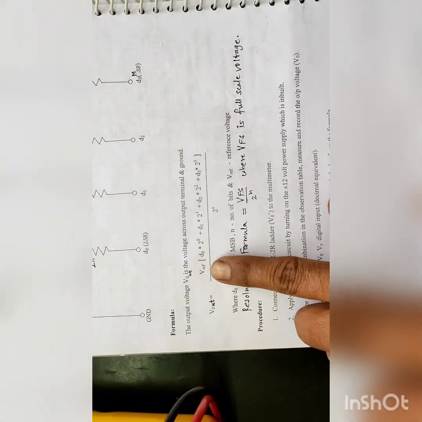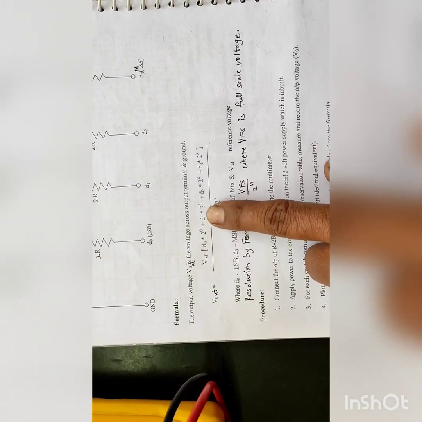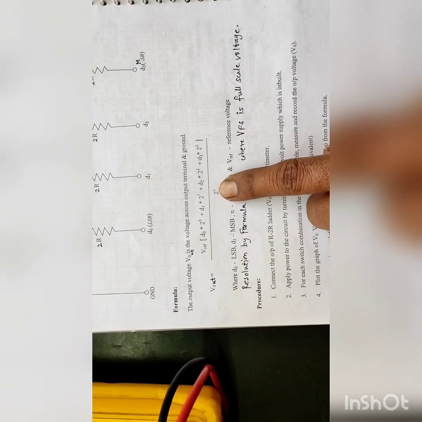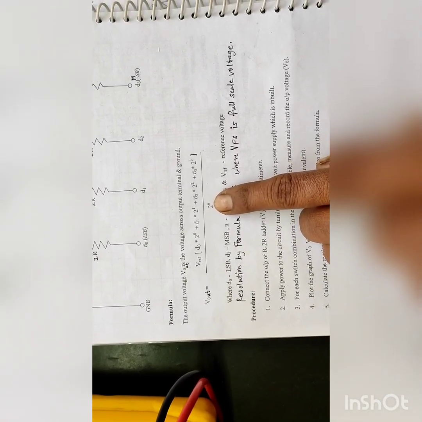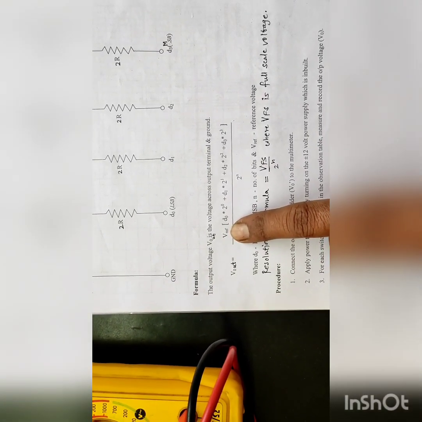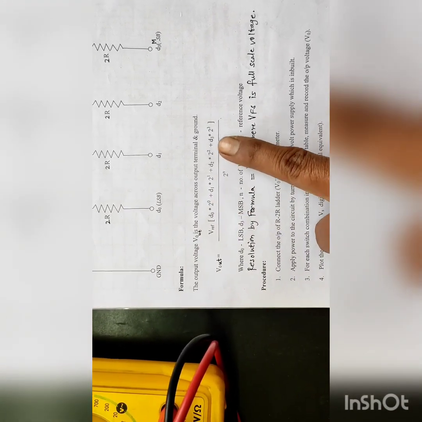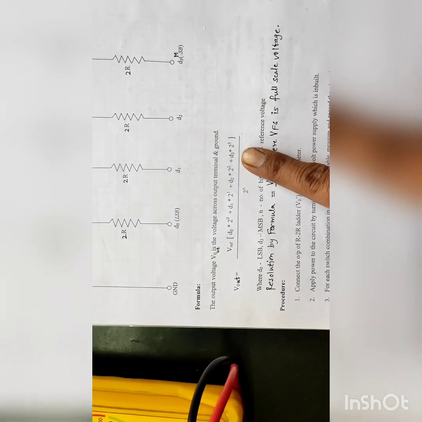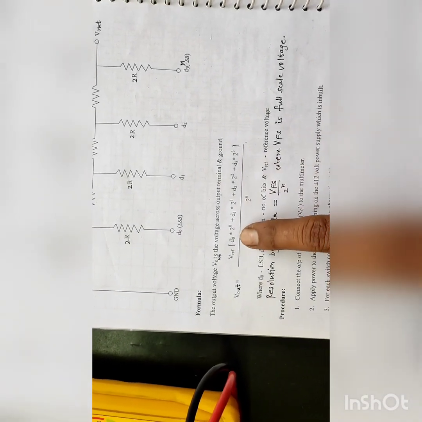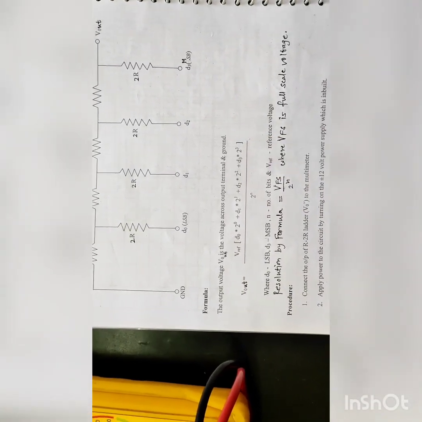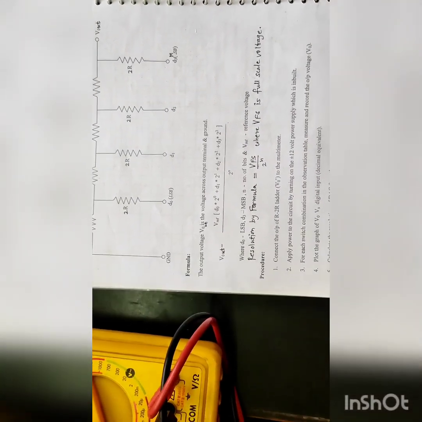V out is equal to V reference times D0 2 raised to 0 plus D1 2 raised to 1 plus D2 2 raised to 2, and so on, divided by 2 raised to n. Accordingly we have to give the value of V reference, which may be 5 volt, 10 volt or 12 volt, and the number of bits you want to apply, and you observe the analog output. D0, D1, D2, D3, etc. are your digital inputs. Let us see how it works.